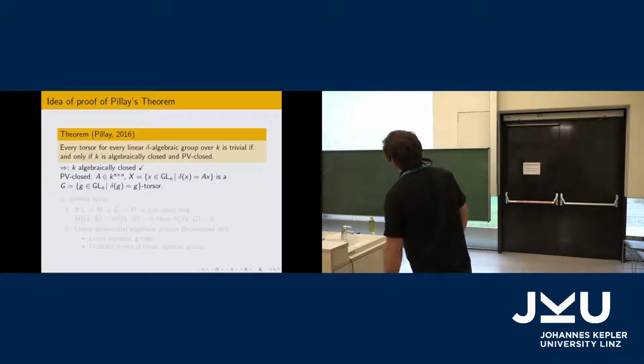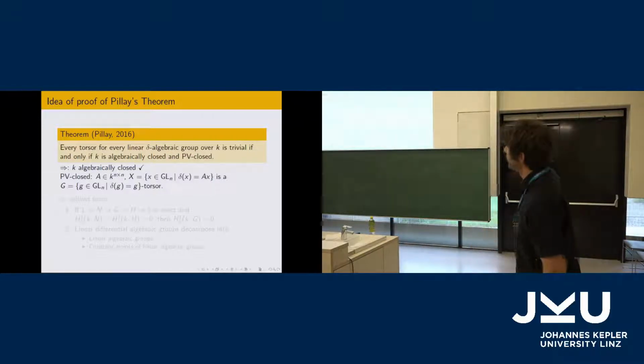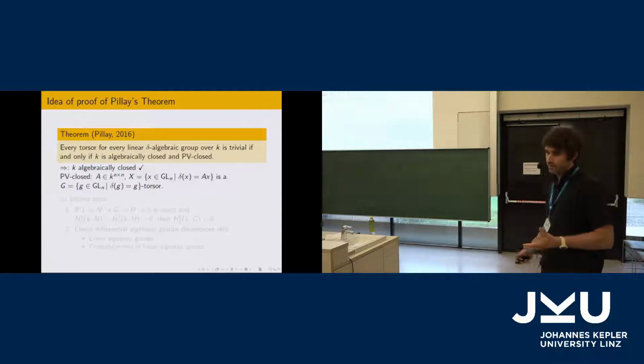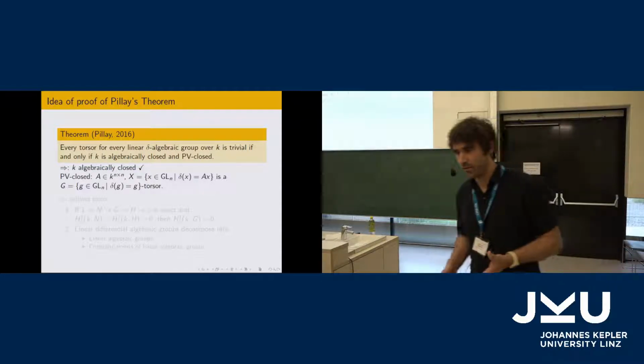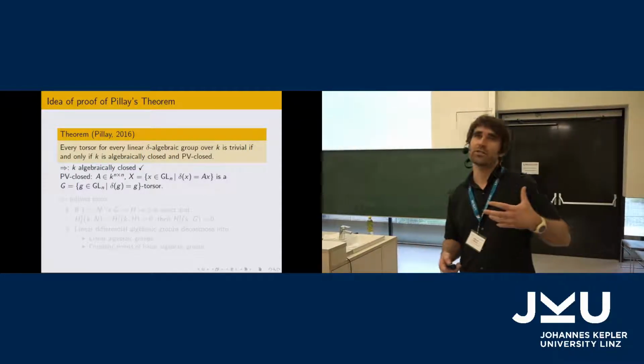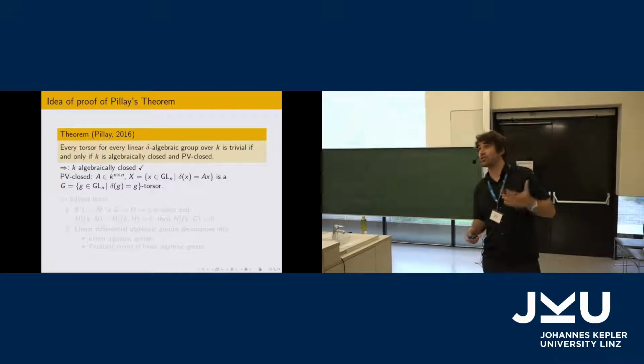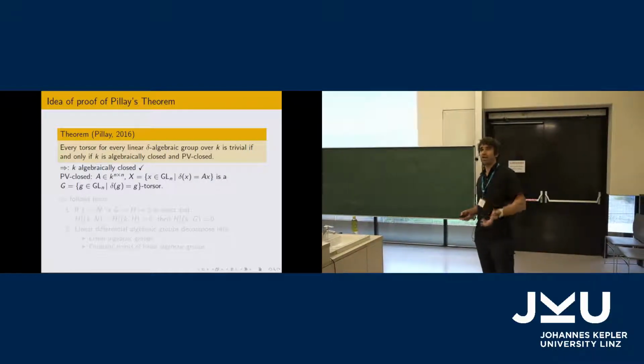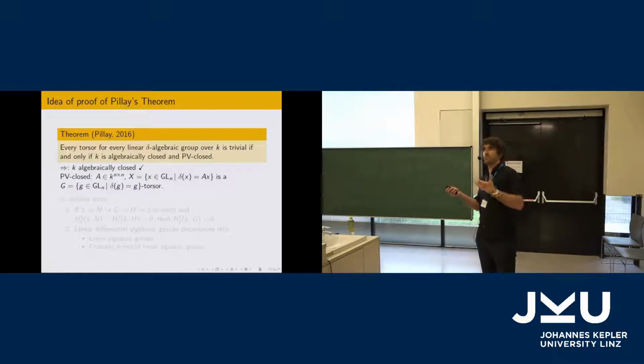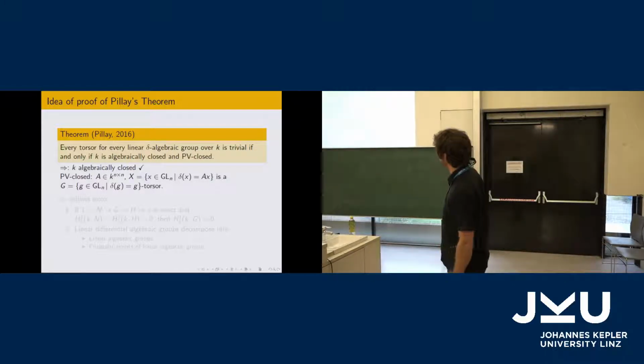One direction is easy. If all torsors are trivial, then the field has to be algebraically closed, just because you can think of an algebraic group as being a differential algebraic group, and you can think of a usual algebraic torsor for that algebraic group as being a torsor in the differential category. This is why the field has to be algebraically closed.